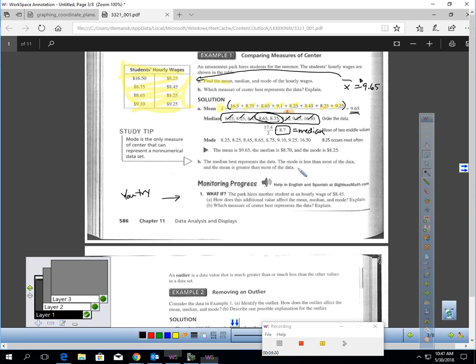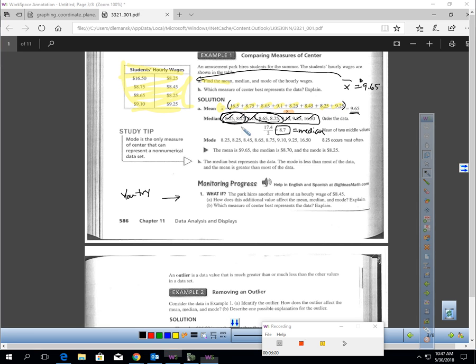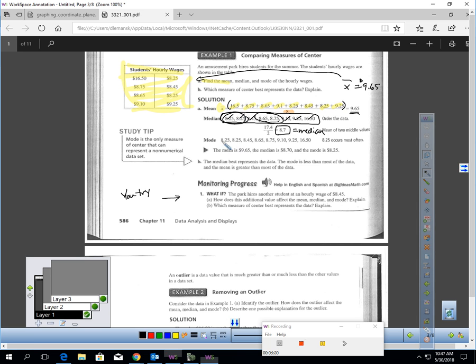Now the mode, when I look at these numbers, do you notice the most common salary? I saw $8.25 twice. That's the mode. Okay, so there's 3 measures of center. The average was $9.65 for salary, the median was $8.70, and the mode was $8.25.